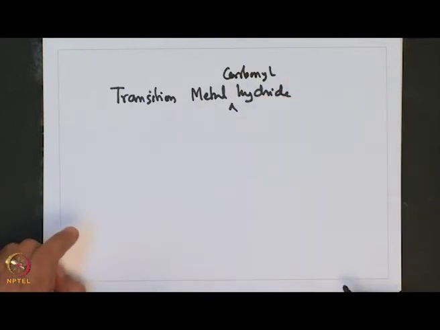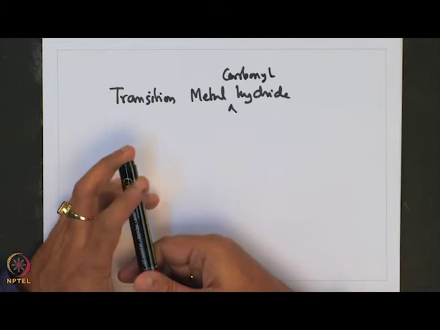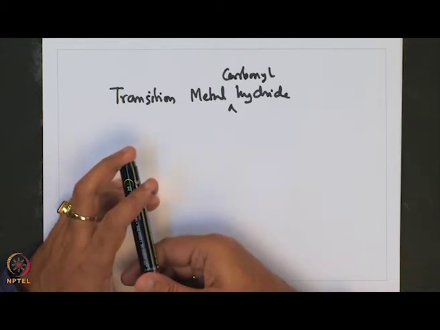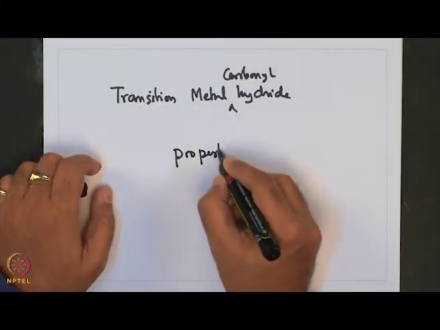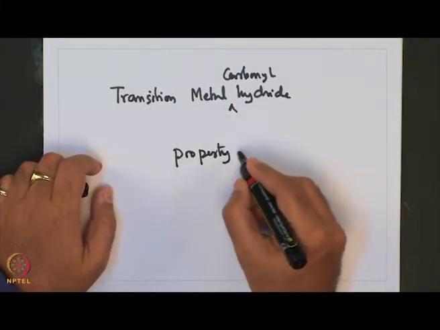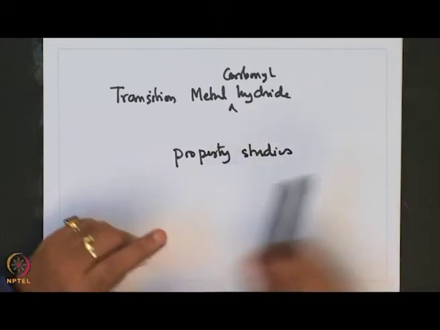These transition metal carbonyl hydride complexes are interesting because they also are active intermediates in many catalytic cycles, particularly that of hydroformylation reactions. So, we have looked into various synthetic strategies available for synthesizing these transition metal carbonyl hydride complexes in the past lecture, and we are going to look at the property studies of these complexes in this lecture.